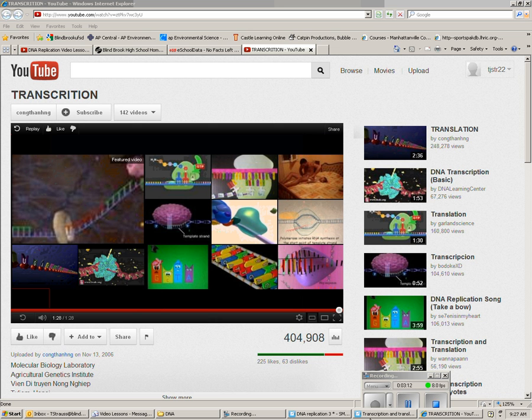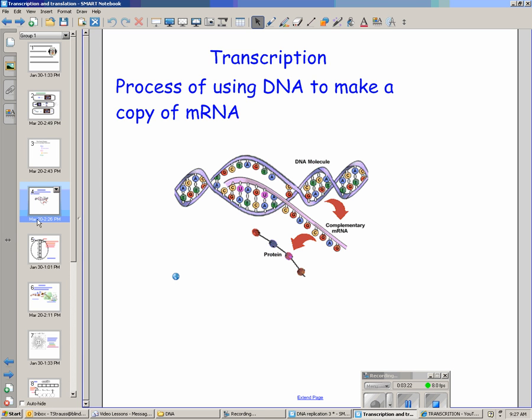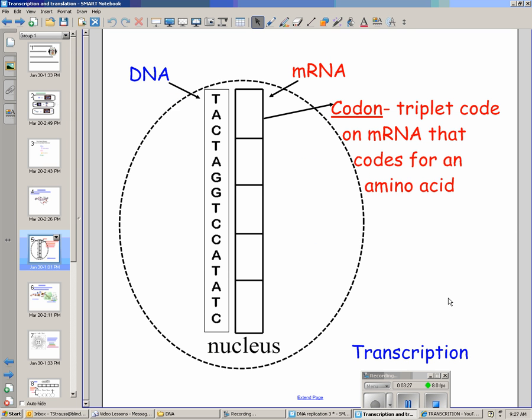Going back to our notes, now that we've seen what transcription is, it is making a copy of the DNA. We can look at how that's done. So the same enzyme, helicase, is going to act as a scissors and cut those bonds apart between the DNA strands. And then we are going to match up the complementary base pairs. But remember that in RNA, it's uracil instead of thymine that's going to bind with the adenine.